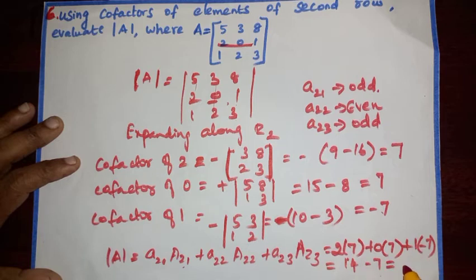So 14 minus 7, which is equal to 7. 2 7s are 14, 0 into 7 is 0, 1 into minus 7 is minus 7. 14 minus 7, which is equal to 7.